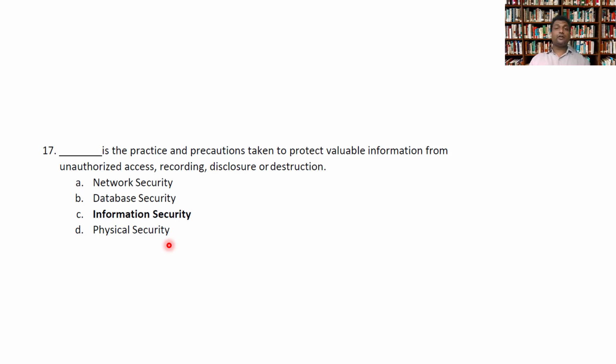For example, if you have your servers and your equipment in a place where they can be damaged. For example, your server room should not get caught by fire. Your server room should be protected from floods. Your server room should have proper access control and a locking mechanism so that unauthorized people can't get in. So that is physical security. This is nothing related to IT security. This is physical security.